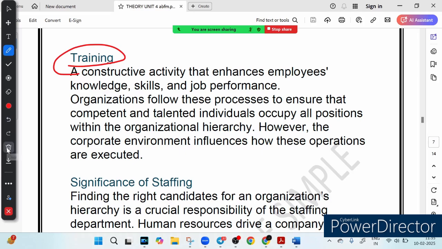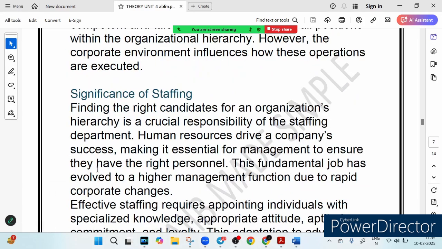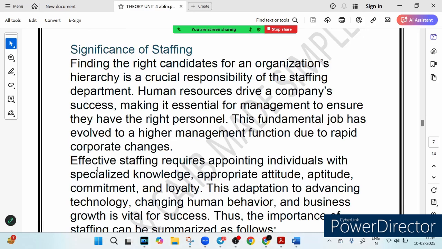Now let's talk about the significance of staffing. In the upcoming slide, let's talk about it. What is the significance of staffing? Let's talk about it now. So have you ever wondered why companies put so much effort into hiring the right people? Well, that is where staffing plays a crucial role. So let's break it down.